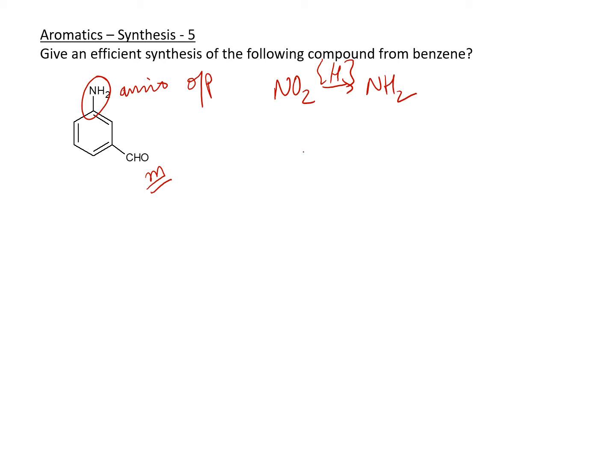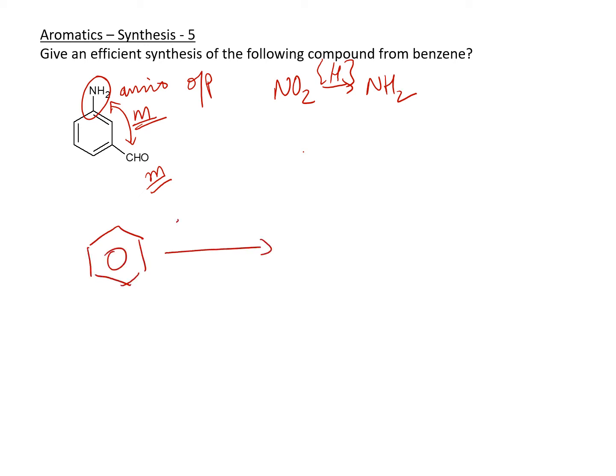Now, this relationship is a meta relationship, which means that I need a meta director first. The other thing about the Gattermann-Koch synthesis is it involves AlCl3, so I really want to do that one first, so that I don't have to worry about doing a nitration after putting an aldehyde group. You cannot do Friedel-Crafts type reactions after you have a deactivating group on the benzene ring. So let's go ahead and do the Gattermann-Koch synthesis first.